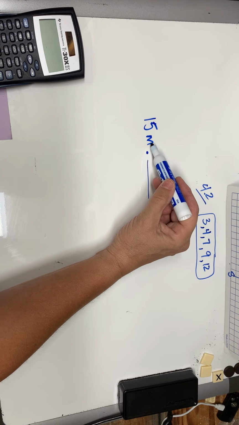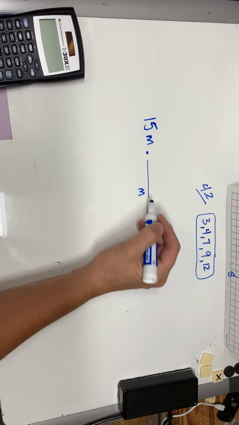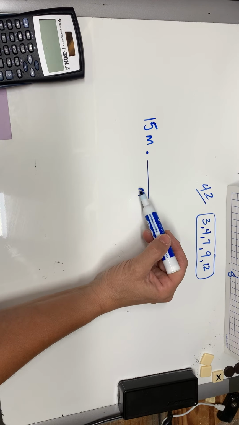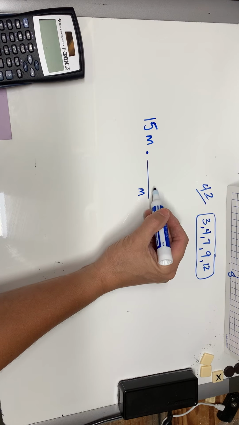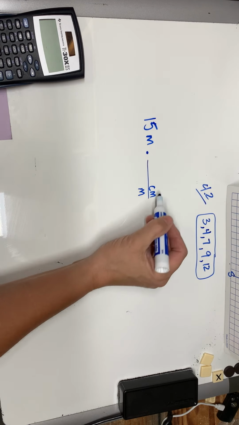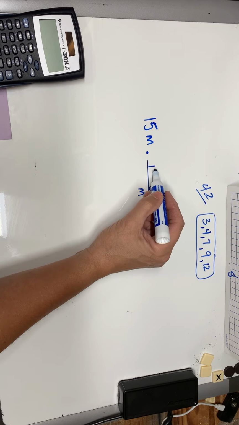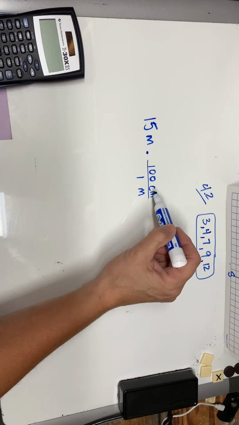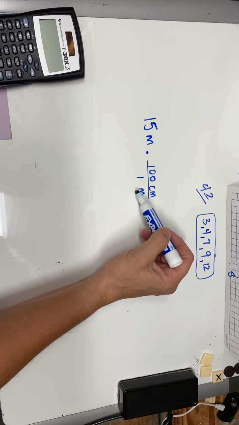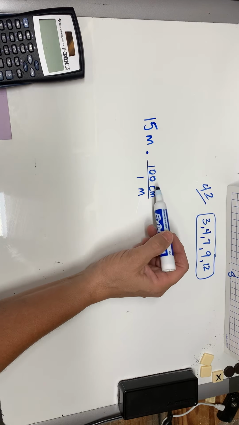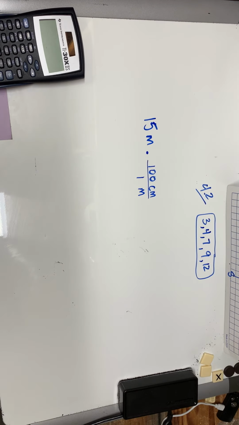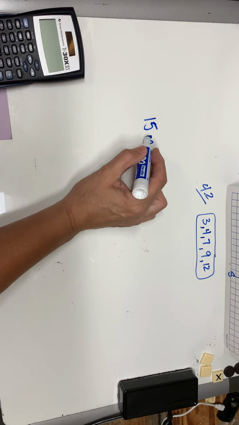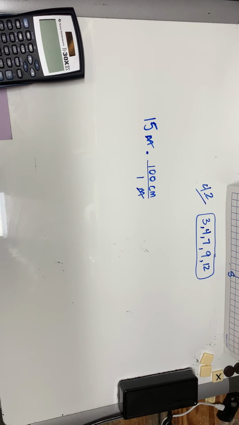So if I want to get rid of my meters, I'm going to put meters down below. So I have meters up above me, meters down below, that's going to cancel. I want to convert meters to centimeters. So this is what we call a unit fraction, because 100 centimeters is the equivalent of 1 meter. So this is the equivalent of that. So this is like something divided by itself, which is 1. If I multiply something by 1, it doesn't change its value. So these are called unit fractions because it's like multiplying by 1. So it doesn't change the original value, and it's a nice way to do your conversion.